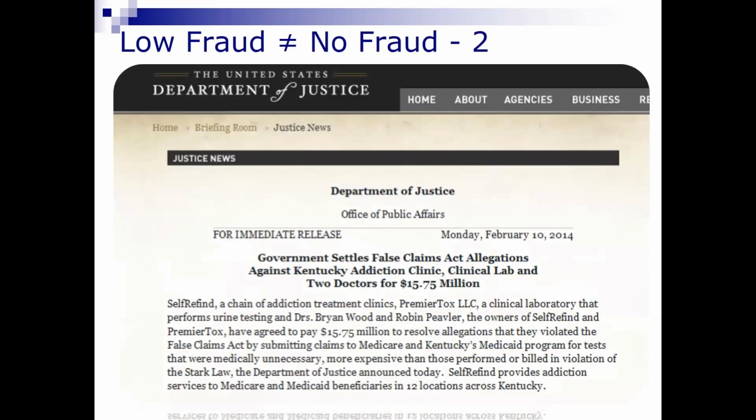And this I had shown during that lecture. If you remember the lecture, I presented it in China in 2014, and I was making the point to them at that time that even a few weeks before I gave the lecture, there had been a large judgment against 2 doctors for false claims involving laboratory payments to the tune of $15.75 million.